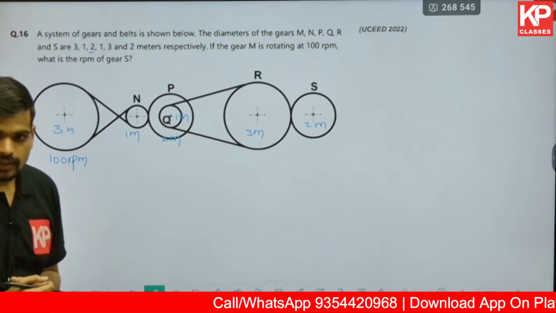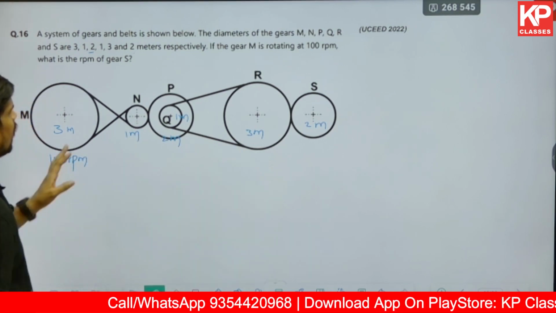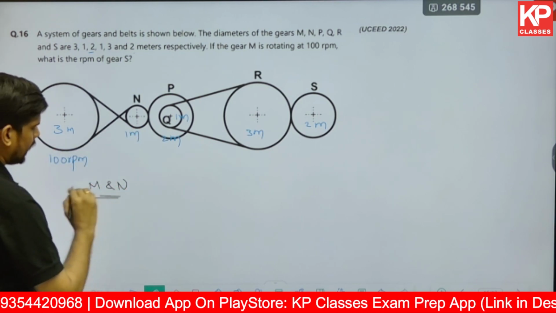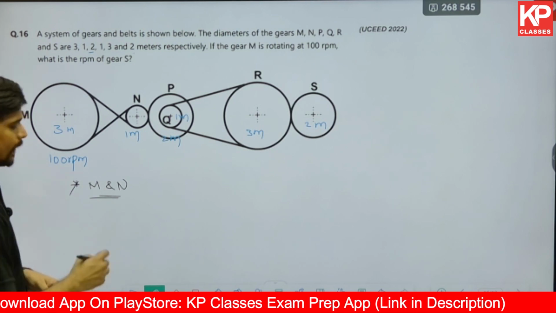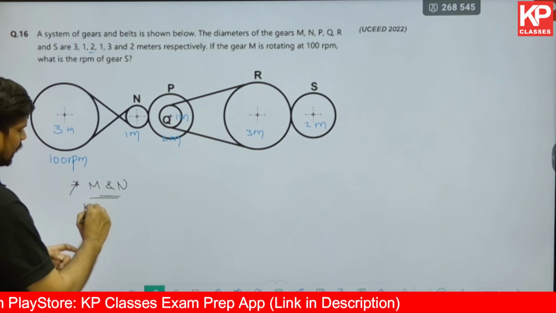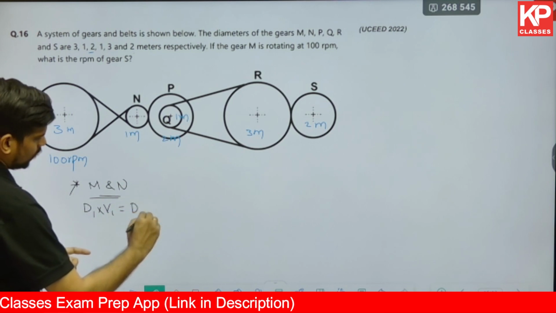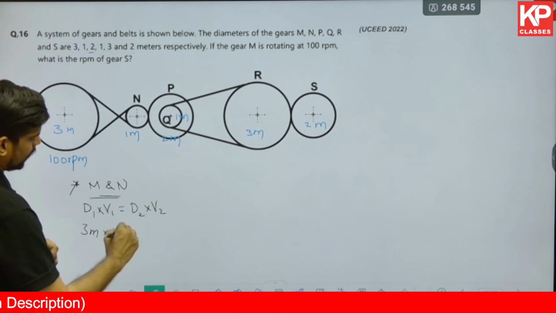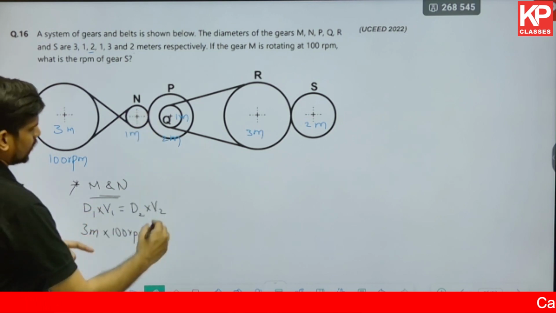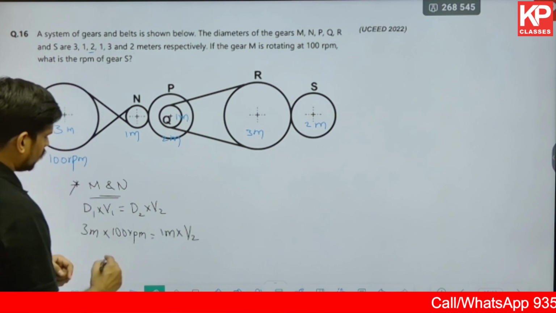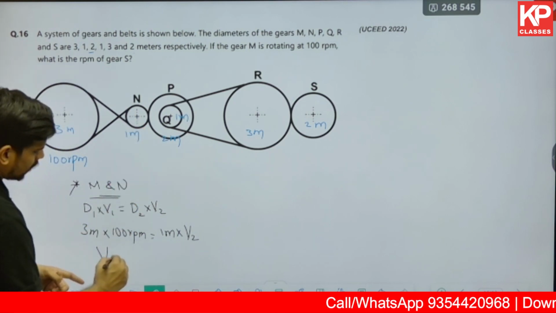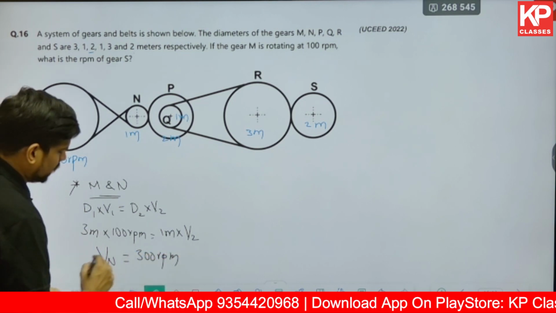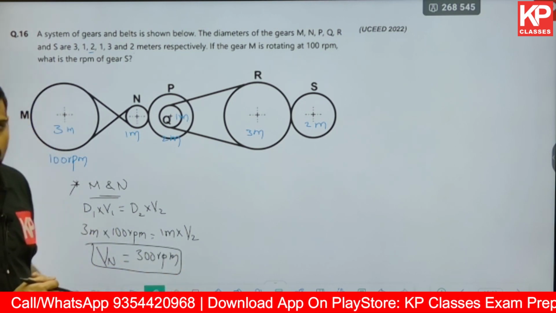Using this we can find out first for N. So for N, how much will it be? Between M and N, I'll just write the heading as for M and N. If you are comparing M and N, apply d1 into v1 is equal to d2 into v2. What is d1? That is 3 meter. What is v1? That is 100 rpm. Second diameter, it is 1 meter. What is v2? So the rotational velocity of disk N is coming out to be 300 rpm. That's what we have got from M and N.